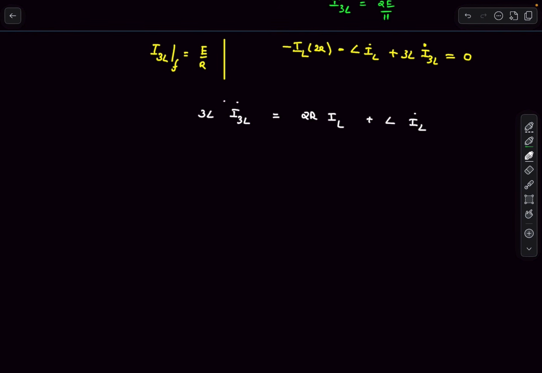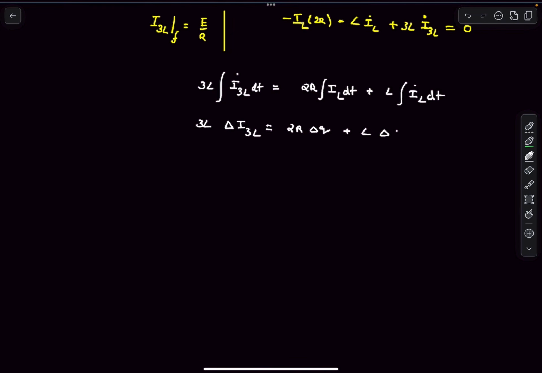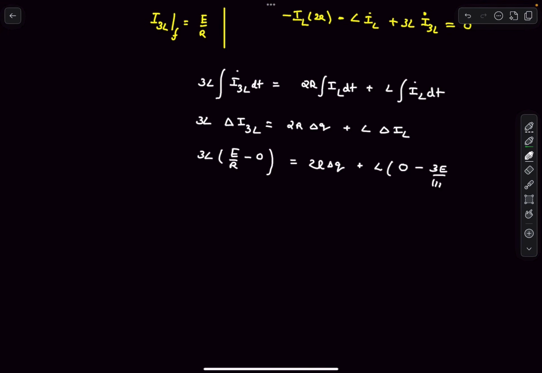Now what we'll do is, of course, integrate with respect to time, because we want the charge, right? So integral of I dot dt is just the change in current. So this is just the change in I3L. Integral of IL dt is the total charge that flowed in this particular branch, which is what they're asking. This is just the change in the value of IL. So the final value of I through 3L is E by R, and the initial value was 0, and through the inductor of inductance L, final value would be 0, and initial value is 3E divided by 11R.